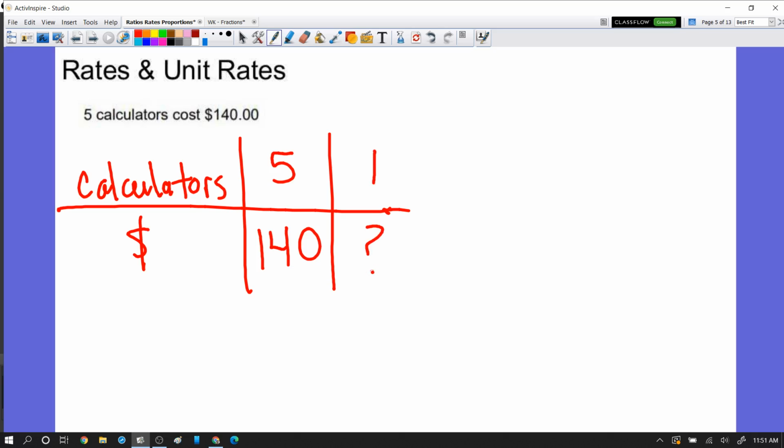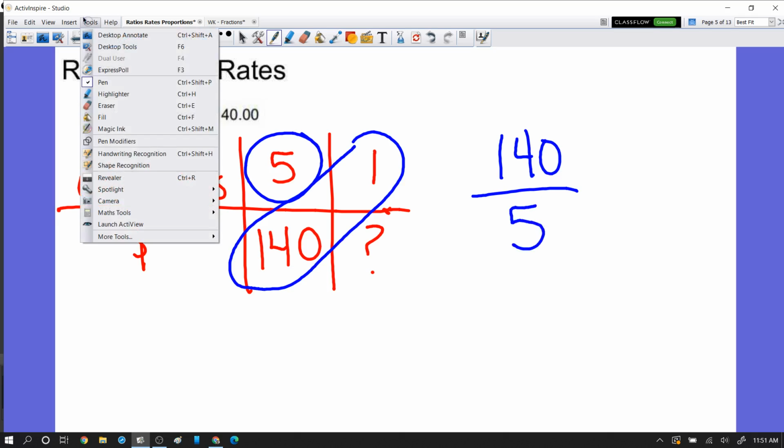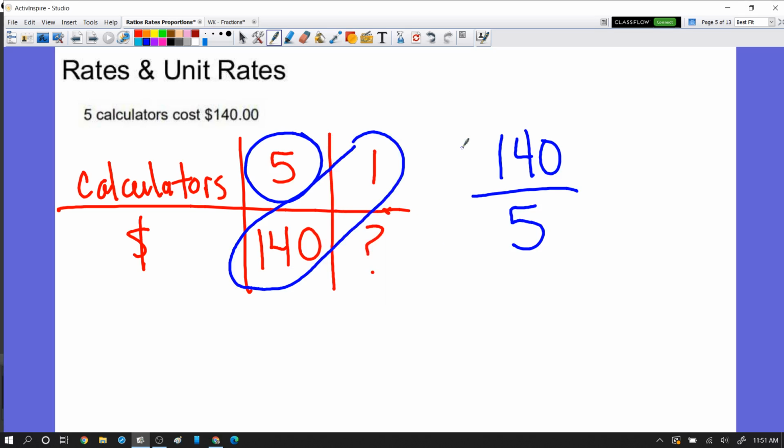And this is our mystery. The strategy we used is multiply the diagonal numbers. 140 times 1 is 140. And then divide by the number that remains, otherwise known as the bat and ball. 140 divided by 5. Let's take a look. Is 28. Okay. So what we're looking at here to summarize the answer we found.